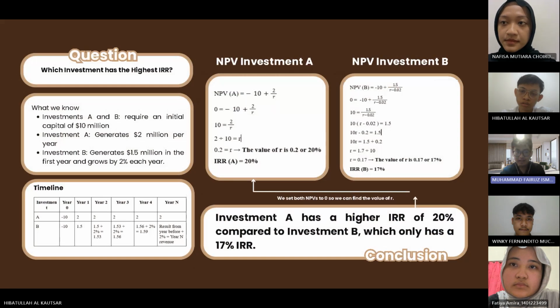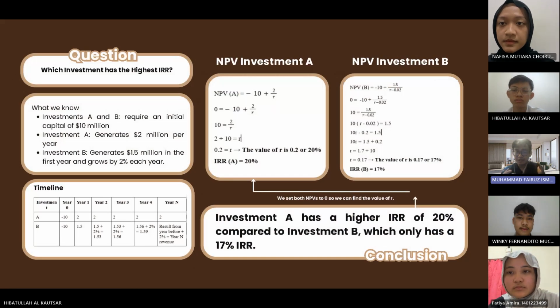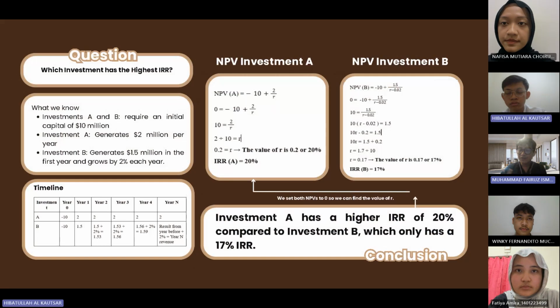On the other hand, investment B starts with a return of $1.5 million in the first year, but this amount increases by 2% each subsequent year, reflecting a growing return over time. To determine which investment is better, we calculate the IRR by setting the net present value of each investment to zero and solving for the discount rate, denoted by R.